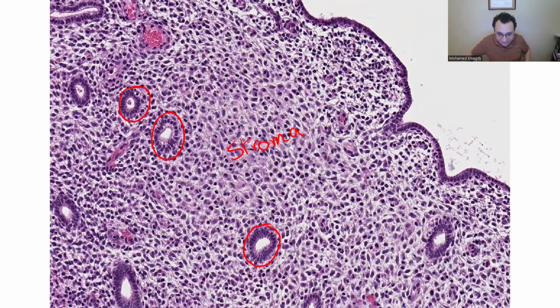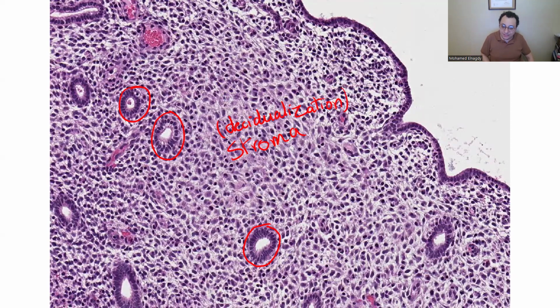The stroma. You look at the stroma. So what's there in the stroma here? Does this stroma look spindle? No, it looks epithelioid. The cells look a little bit plump, a little bit fat. They look epithelioid. So that's what we call decidualization, or decidualized stroma.